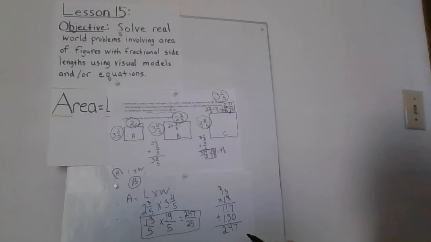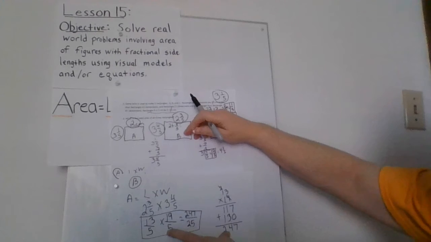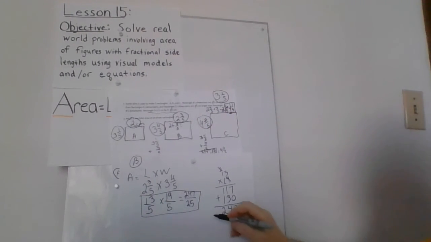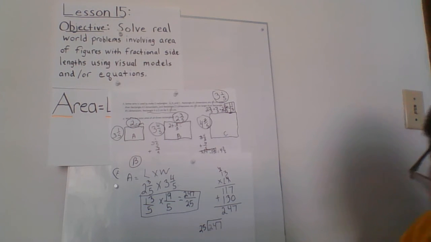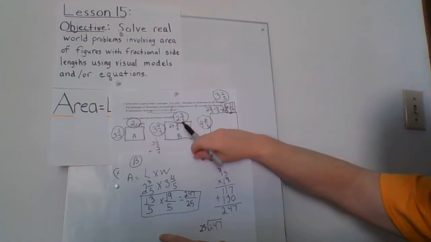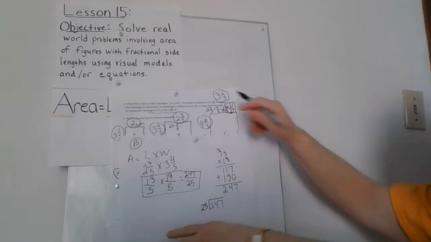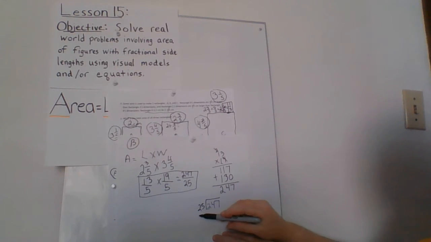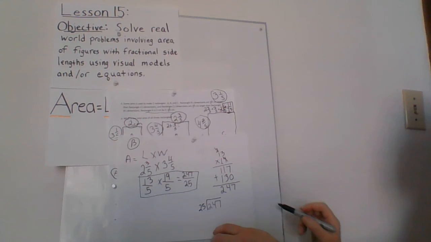So I can't leave that improper. So I'm going to take my 247 and divide it by 25. Put it up here so you could see it. 247 divided by 25. Well, 25 does not fit into 2. 25 does not fit into 24. So I have to put it into 247.